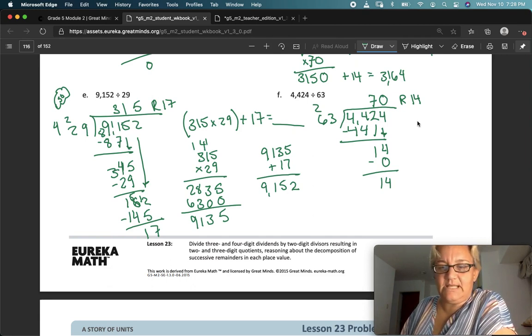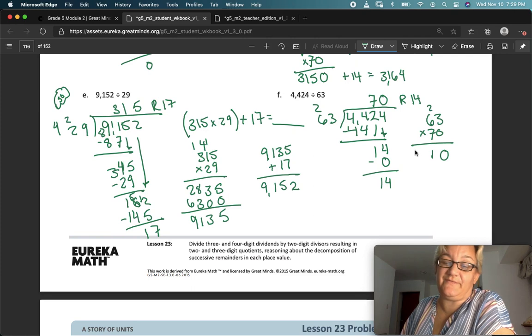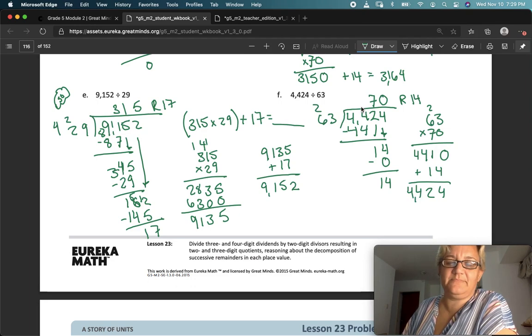Okay. Next, let's check our work. 63 times 70. Drop the 0. 7 times 3 is 21. Carry the 2. 7 times 6 is 42, plus 2 is 44. Then I'm going to add 14, and I get 4,424. There it is.